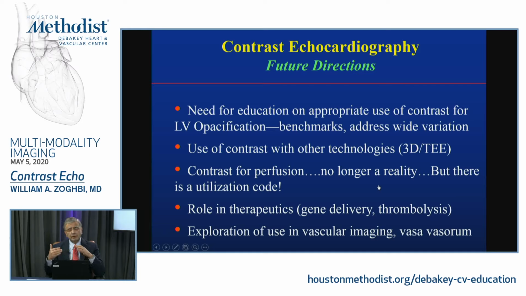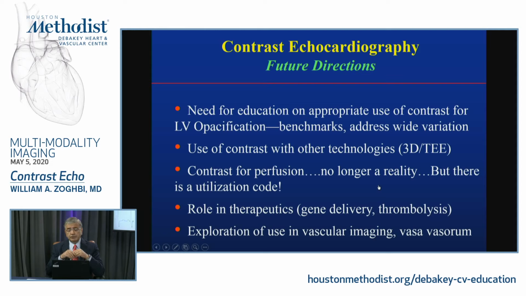TEE, now that we have harmonic, we could use that. Interestingly enough, for TEE the shadowing is obviously towards the ventricle, so you have to use that appropriately and understand how to use it. For perfusion, there is a utilization code. I don't know the latest on the utilization code, but to me, contrast for pure perfusion, away from wall motion per se, is not realistic. You have to couple it with wall motion, knowing that there are much more limitations in perfusion imaging as opposed to wall motion, although some experts would disagree with that, but that's my personal opinion.